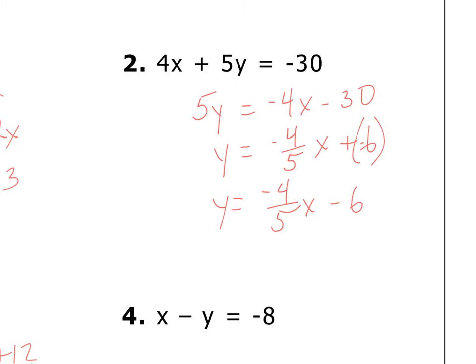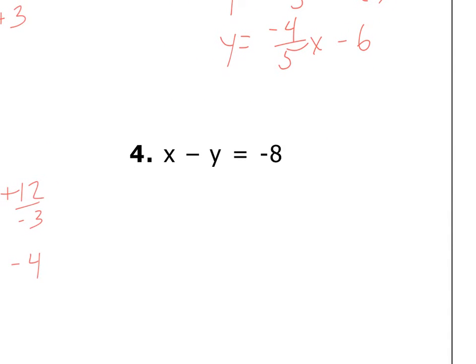Let's take a look at number 4. So there's that one. Number 4. Again, think of this as negative 1y. Right, we subtract x. There we go. Everybody gets divided by negative 1. So y equals a positive x now and plus 8. Super.